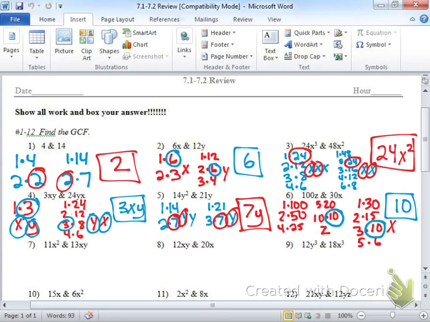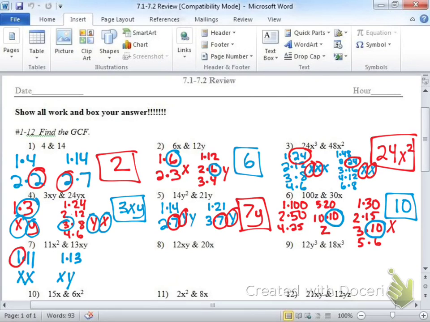Alright, number 7. The number 11 is not on my factor sheet. That means the only factors are 1 and that number. So 1 times 11. Then I have X times X. Number 13, I have 1 and 13. And then I have X and Y.